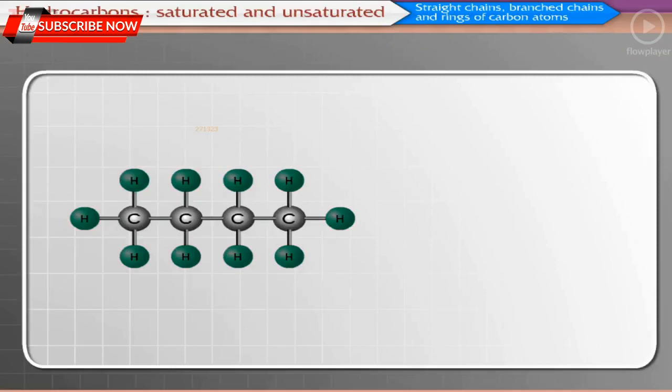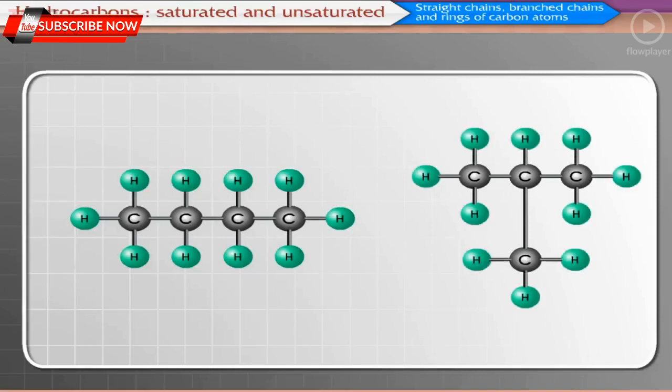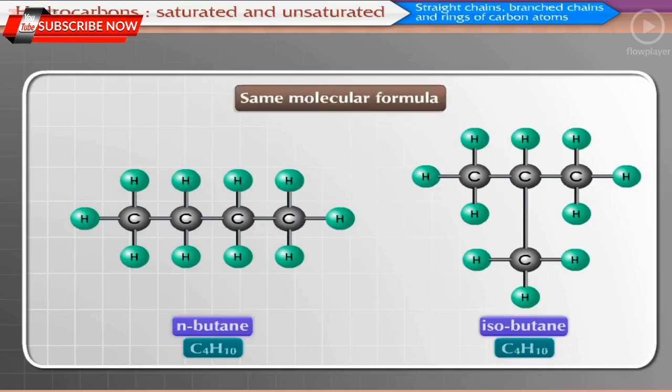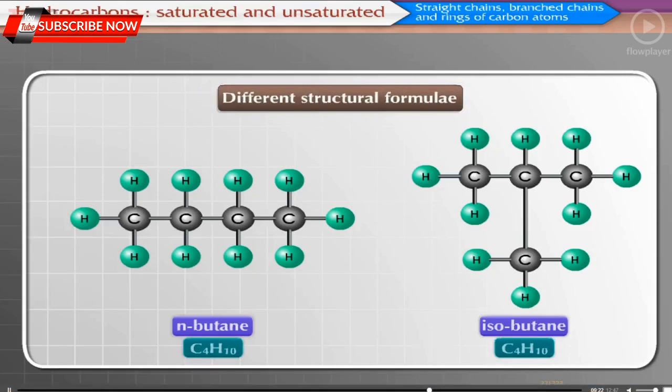Now let us observe the carbon chain present in butane. The 4 carbon atoms can be joined with each other to form a carbon chain in yet another way. On joining hydrogen atoms to these 2 chains in order to complete the tetravalency of carbon atoms, 2 different structural formulae are obtained. Both these structural formulae have the same molecular formula C4H10. As the structural formulae are different, these are 2 different compounds.